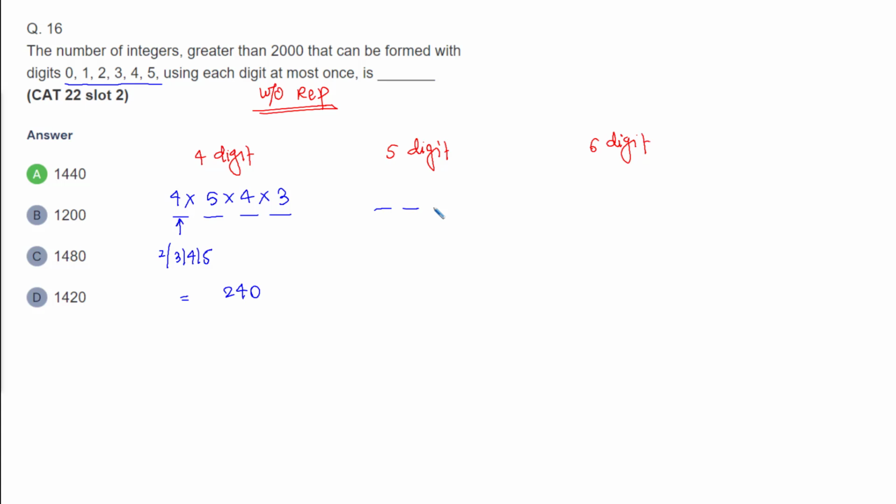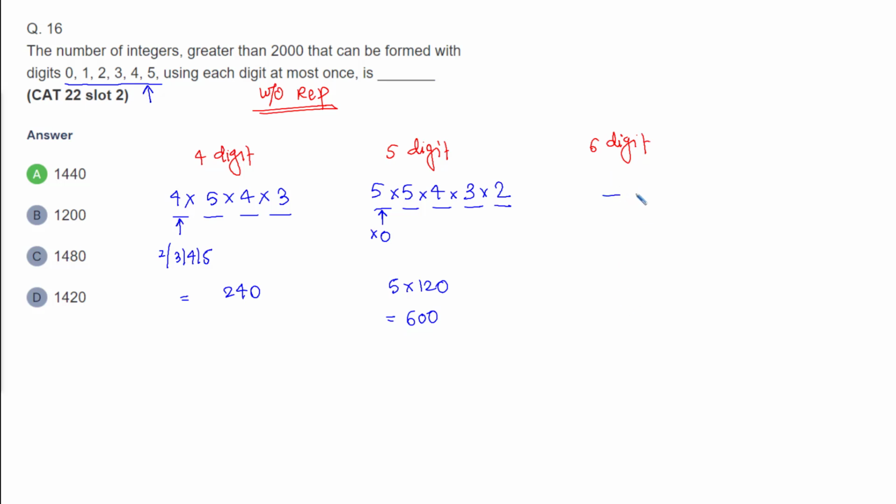Let's talk about 5 digit, everyone. 5 digit, there is no any condition. The condition is only first place cannot be 0, for the first place 5 choices out of these 6 digits. Second place 1 digit is used, so 5 digits left, 4 digits left, 3 digits left, 2 digits left. That is 5 into 120, 600 5 digit numbers we can form.